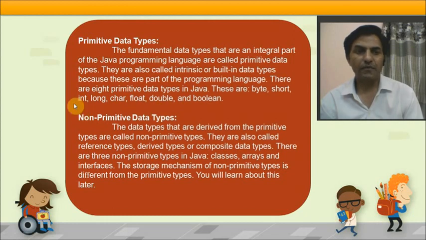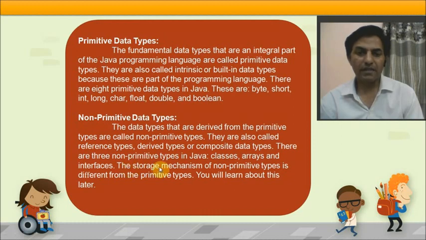Now, the second type of data type is our non-primitive data type. The data types that are derived from the primitive data types are called non-primitive types. They are also called reference types, derived types, or composite data types. There are 3 non-primitive types in Java, that is classes, arrays, and interfaces.